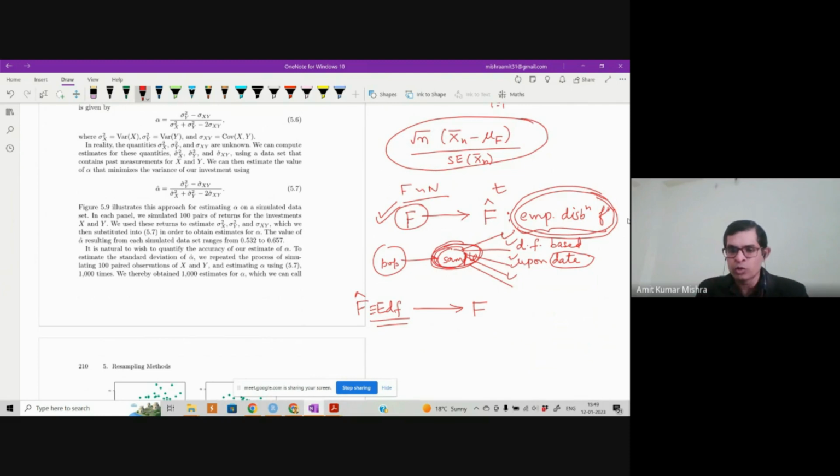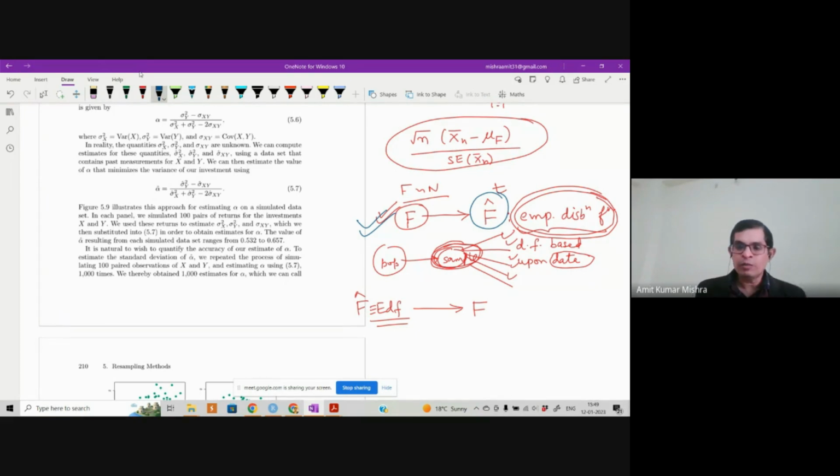I am not, of course, going into the theory part, but you must understand the idea of why we are doing it and how it works. Why are we doing it? Because we may not be knowing this F. That is the first reason. And how does it work? We replace this F by its empirical distribution function. This is one of the ways, and mathematically it has been shown that it converges to F if you increase the sample size, and that's why this technique works.